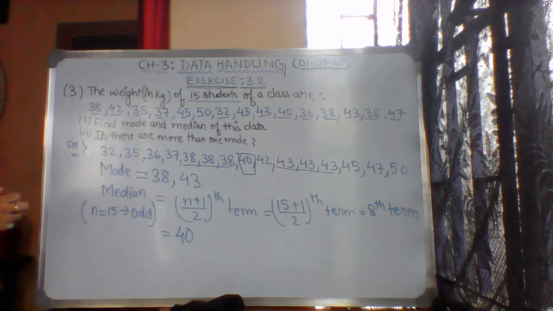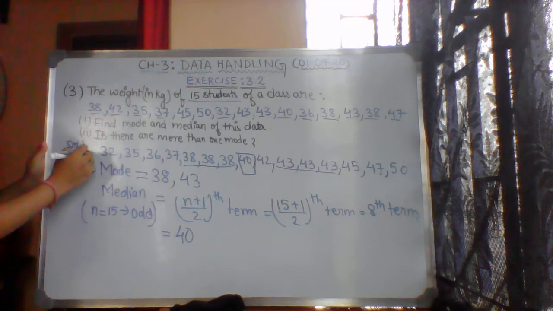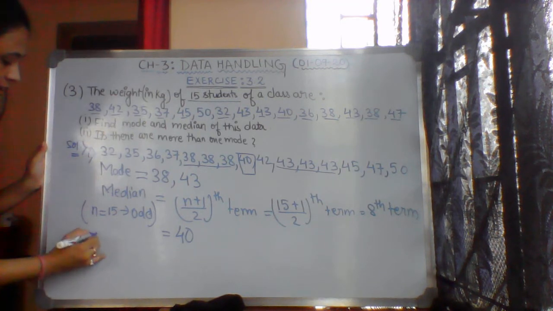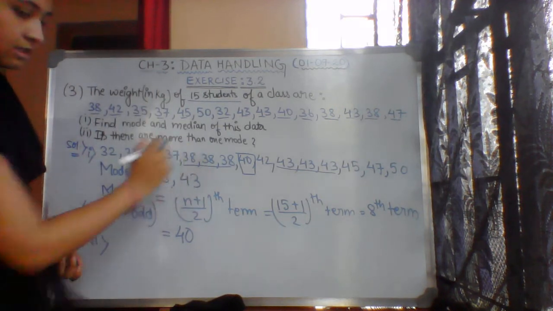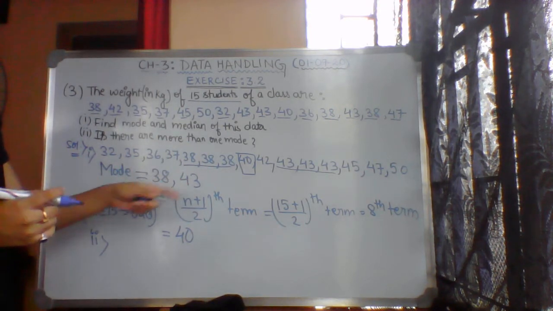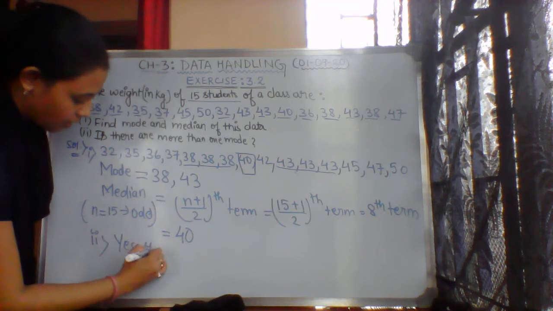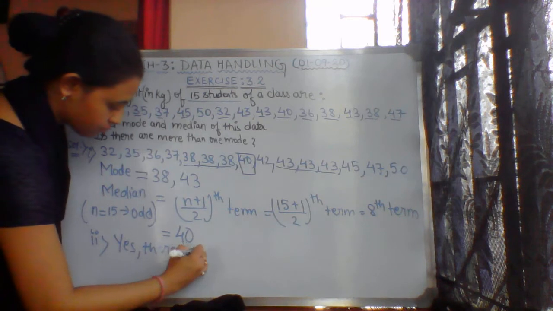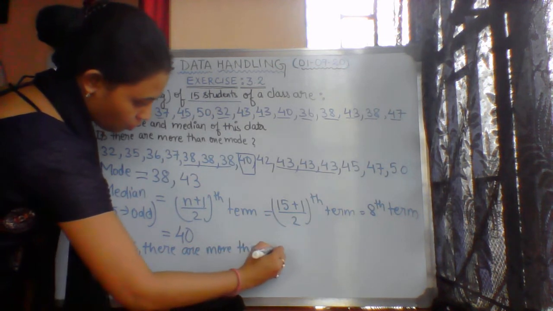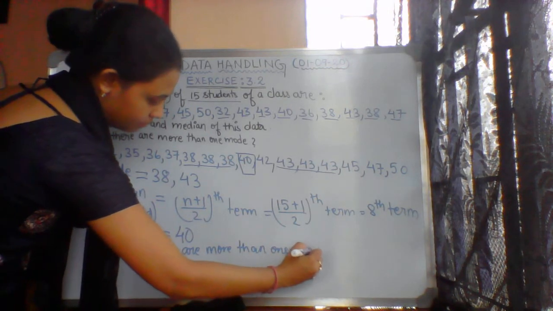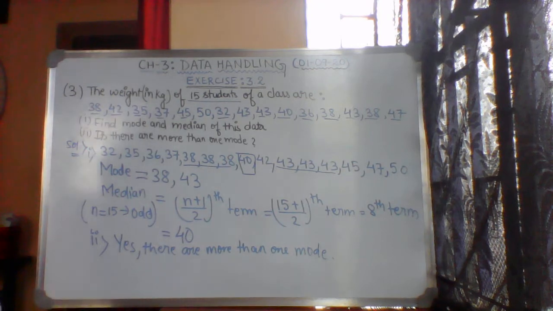Okay. Now this is our first answer. Mode and median we have calculated. Now second one, is there more than one mode? Yes, there are more than one mode. 38, 43 both are there. Yes, there are more than one mode. Okay, now moving on to the next question, fourth one.